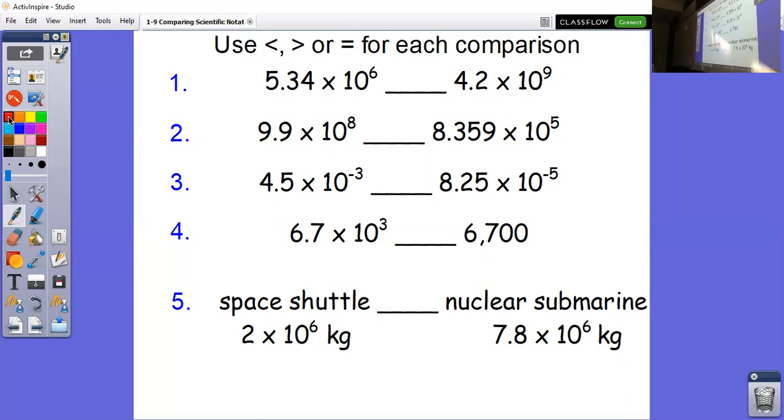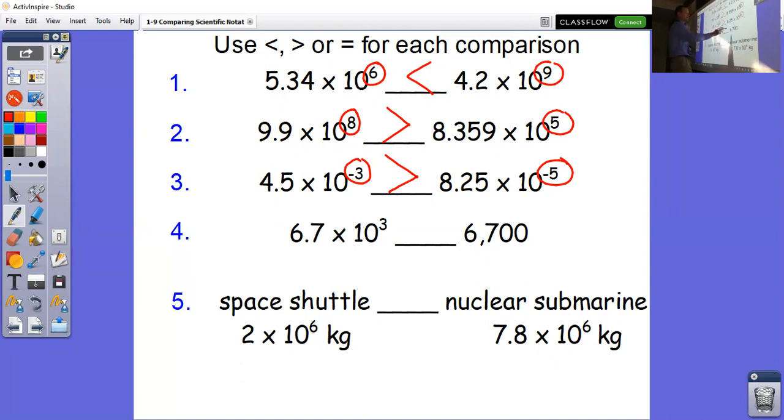So when we take a look at this, we have a 6 versus a 9. 9 is obviously bigger, so it is less than. We have an 8 versus a 5. 8 is bigger, so we have greater than. We have -3 and -5. The more negative a number is, the farther away it is from 0 on the number line, the smaller it actually is. So that is greater than.